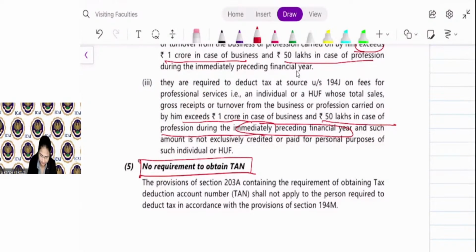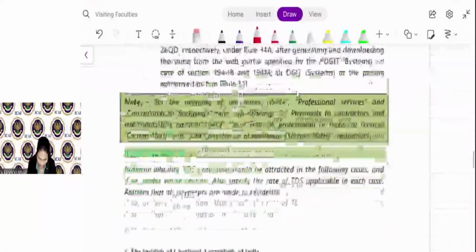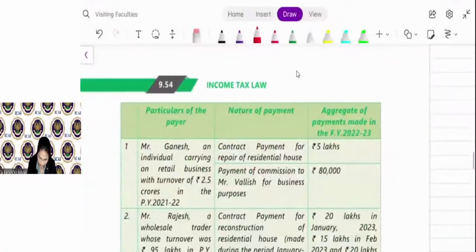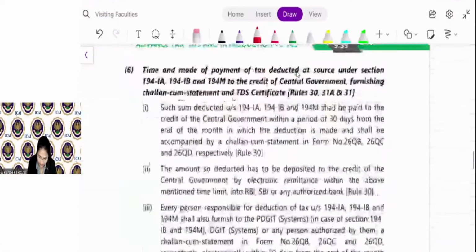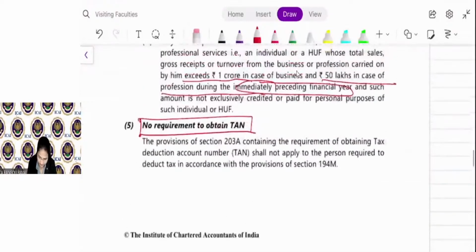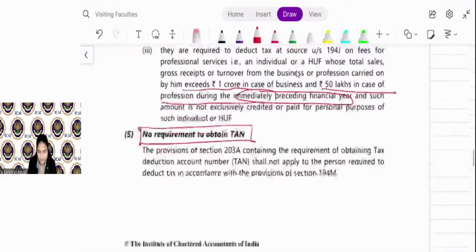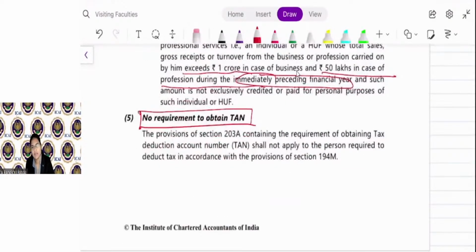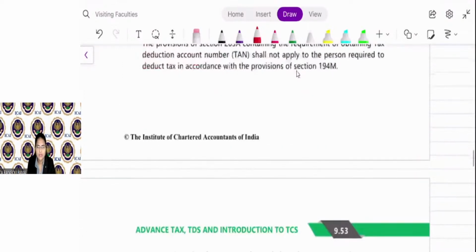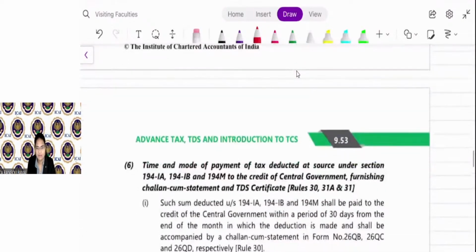Yes, Mohammed. There is no requirement to obtain Form 10 if it is for personal purpose. Then we'll discuss the illustration in detail. Illustration number 10. Here also the 10 is not required. You can intimate your transaction via PAN.